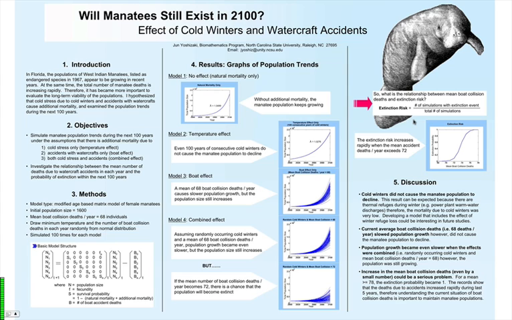In the manatee poster, June used headings to help her viewers walk through the different models that she applied to examine the effect of cold winters and watercraft. She has a no effect model, a temperature effect model, a boat effect, and a combined effect model.